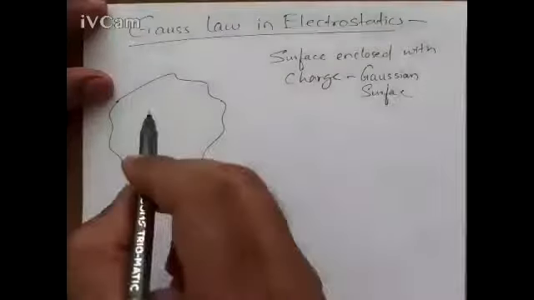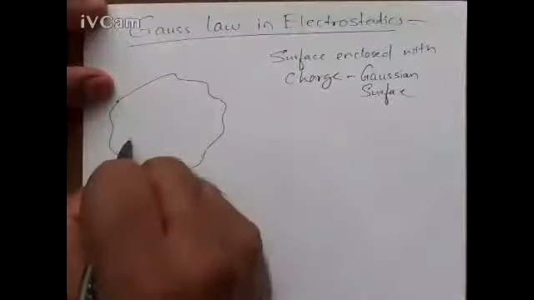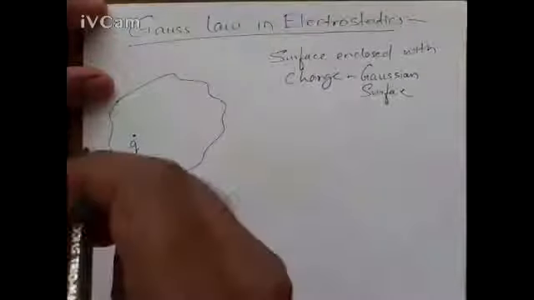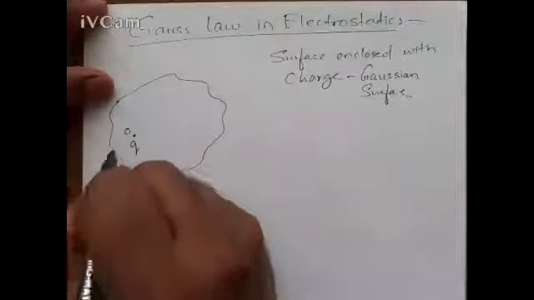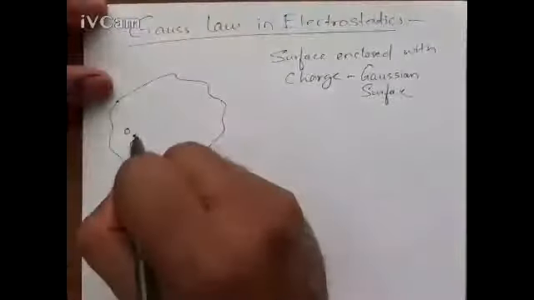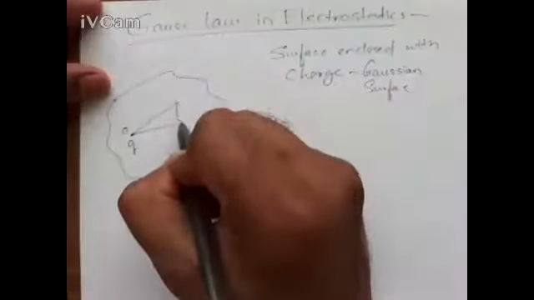That means this is enclosing the charges. Say we take one charge Q at a point O. Q is a charge, maybe positive or negative, which has the field that is hitting the surface. So this is the cross-sectional area of that.